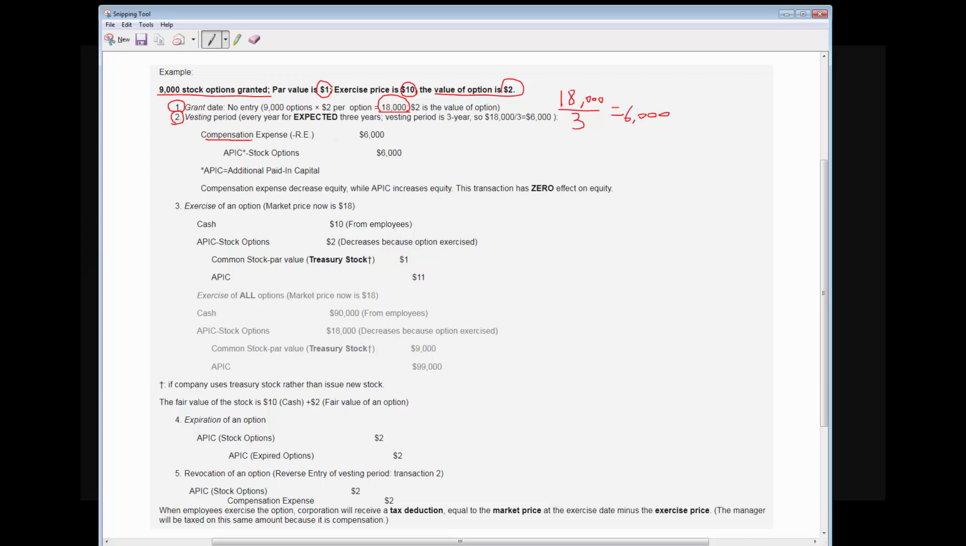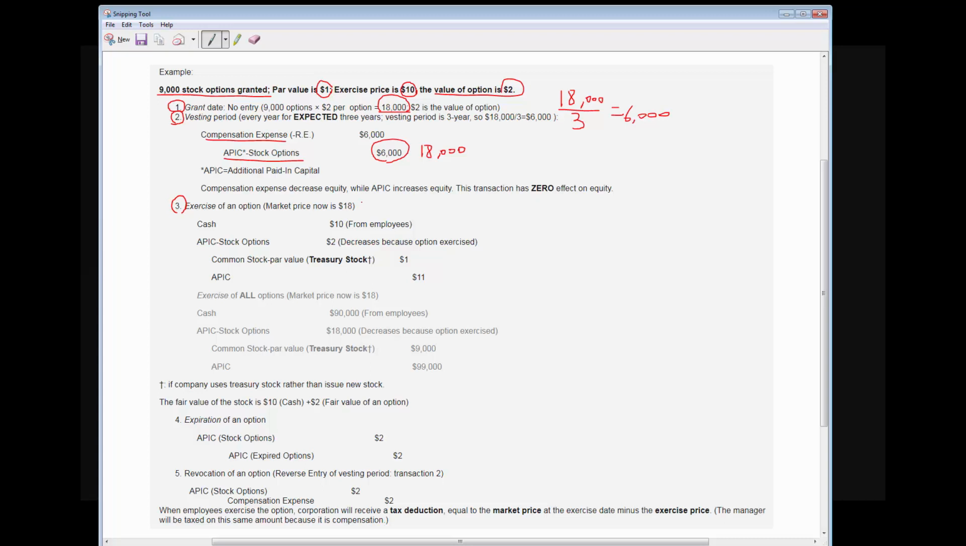we debit compensation expense, which reduces retained earnings, and also we use a special additional paid-in capital account to record the total stock option that has been granted. So this is a journal entry just for one vesting year. So for the total 3 years, you should know the APIC stock option balance is 18,000. Okay, so that's the journal entry made during the vesting period.